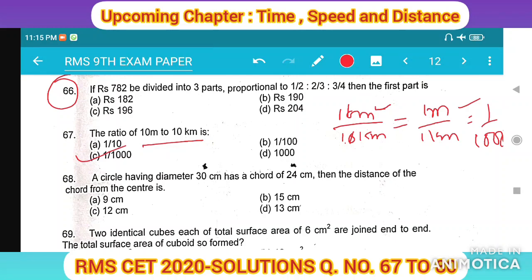Next, 68. A circle having diameter 30 cm has a chord of 24 cm. Then the distance of the chord from the center. Okay, the diameter is 30 cm, so the radius is 15. It has a chord of 24 cm. Then the distance of the chord from the center.